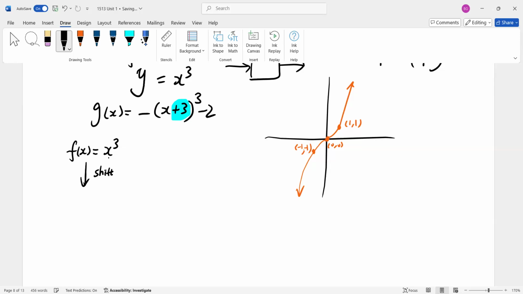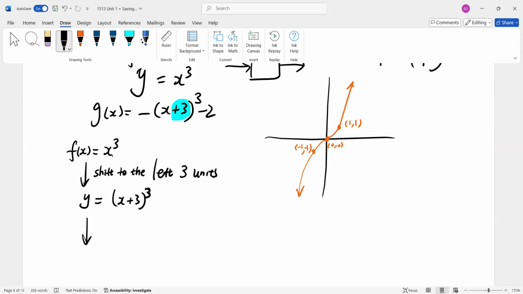Shift left or right, guys? Add a 3 to the input. It'll shift left. Perfect. Shift it to the left 3 units. All right? Okay, so that's the mother function, and now the function is (x + 3) to the power of 3, right?